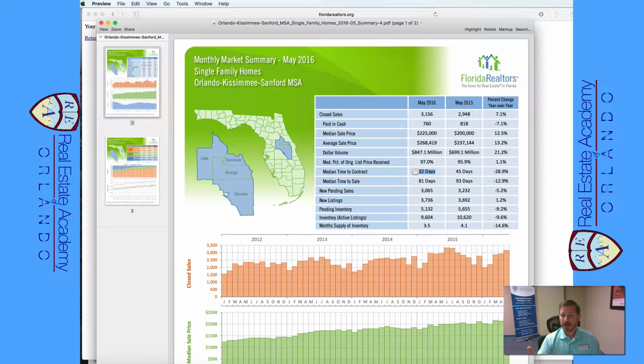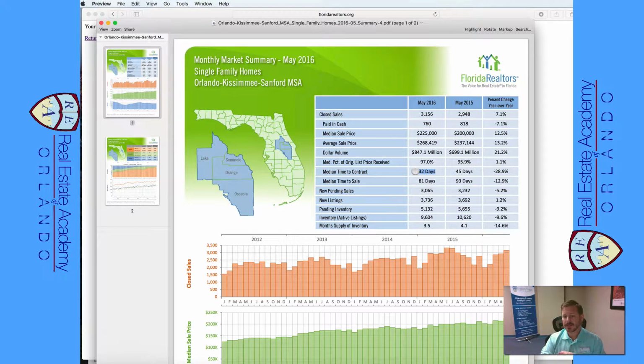Now the new pending sales are the ones that just went under contract. The pending inventory is counting not just what went into contract in May, but what is still in contract from months prior than that. Because remember, it takes about 81 days to actually close the sale from the time of contract. So we do have some carryover there.